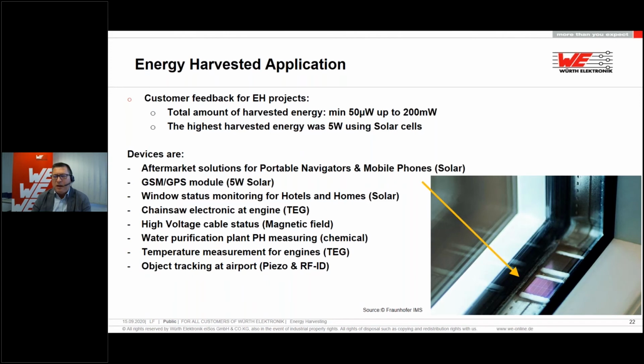But there are many different applications already on the market, like harvesting the magnetic field of high voltage cables to have a status about whether the high voltage cable still operates properly or not, and a water purification plant harvesting the chemicals from the wastewater, and this is the battery. In fact, very interesting applications which are already running on the market.